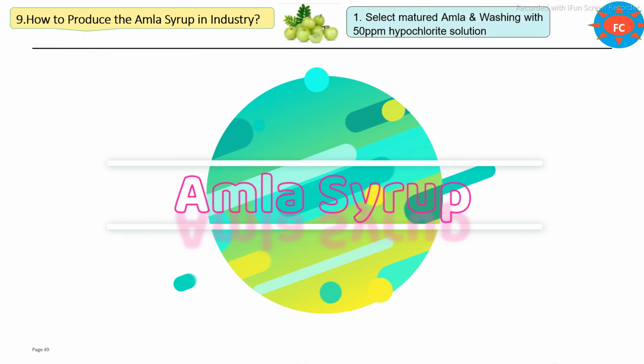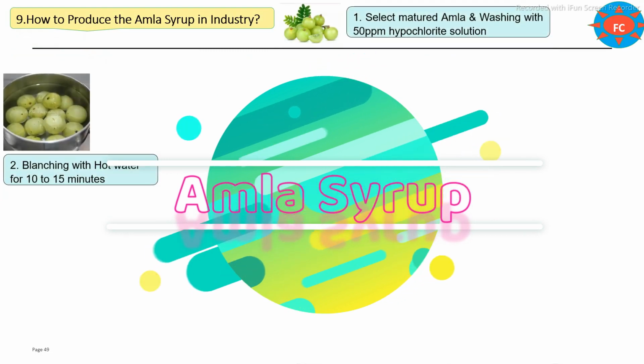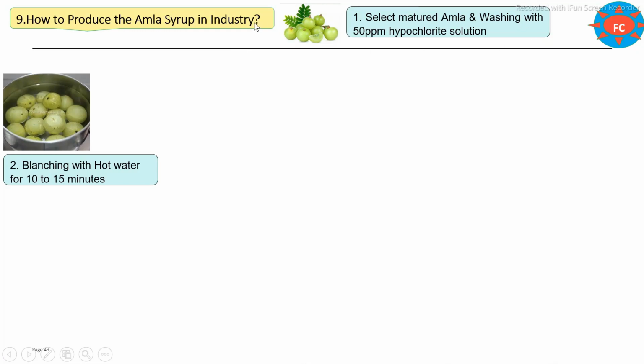The next one is the example, the production process of amla syrup. Friends, you can see the production of amla syrup, in which the processing steps involved are, first, select the properly mature fruits. Then after that they are washed in sodium hypochlorite solution. Then the next pre-processing step is the blanching process. In the blanching process, softening of the fruit tissue is important. Blanching is carried out for 10 to 15 minutes.